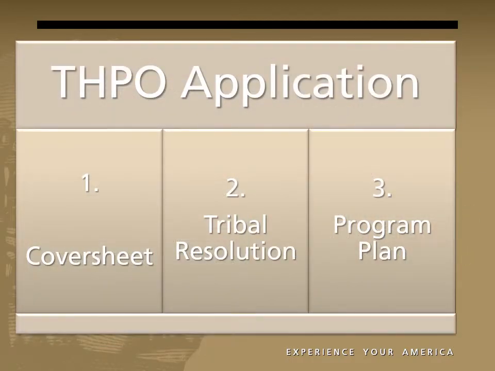THPO applications have three general components: a cover sheet, a tribal resolution that establishes a THPO program and designates a THPO by name, and a program plan that is written in two parts. The first part of the program plan contains details about general program administration. The second part of the program plan details how your THPO program will perform the historic preservation duties the tribe wants to take on. The rest of this presentation goes through these sections one by one.